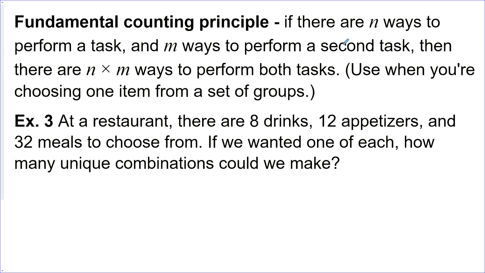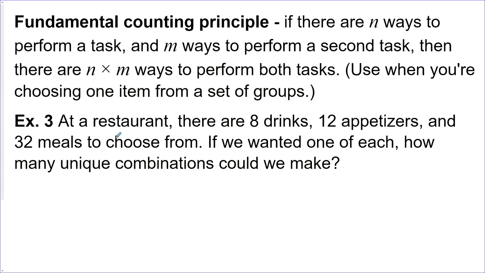If there are n ways to perform a task and m ways to perform a second task, then there are n times m ways to perform both tasks. Now that's assuming that they're independent of each other. Use when you're choosing one item from a set or groups.